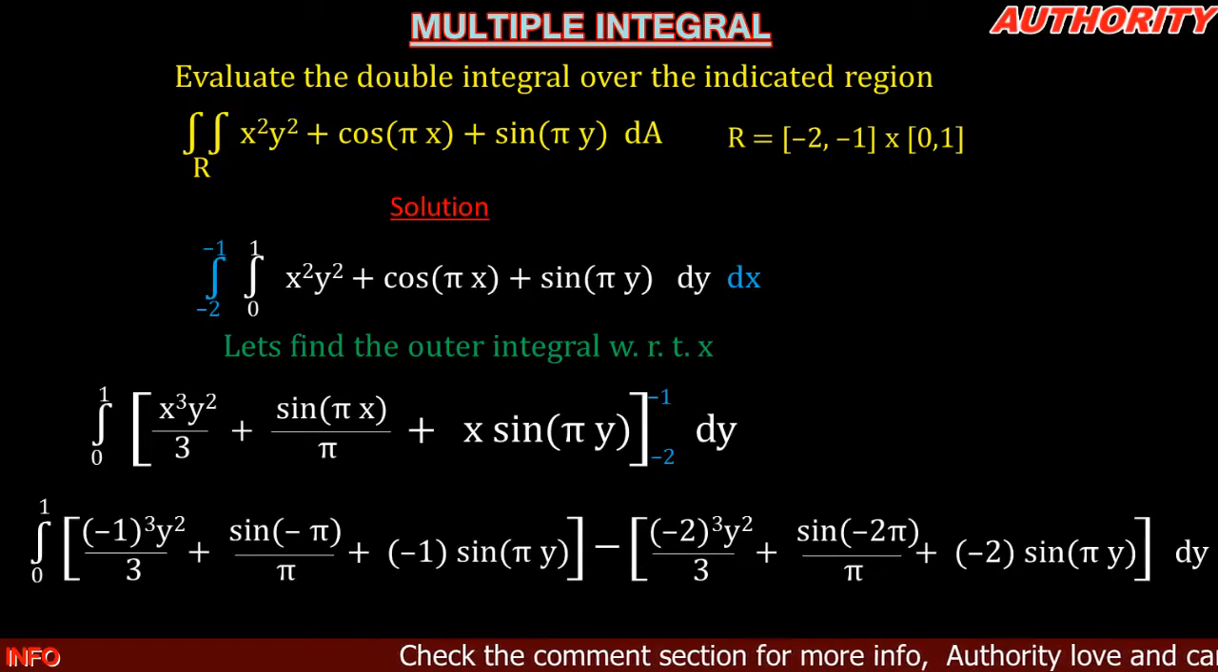So here, (-1) cubed will give us -1. -1 times y squared, we have -y squared all over 3, plus we have sine of -pi all over pi.